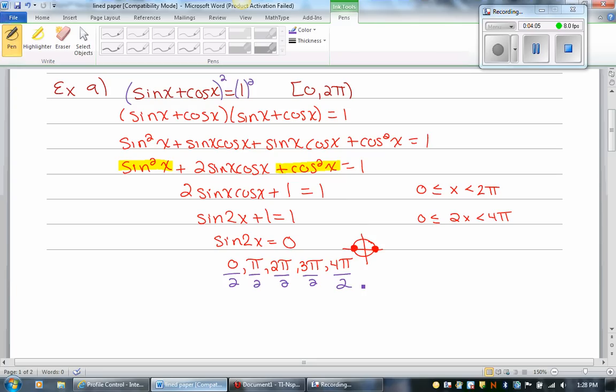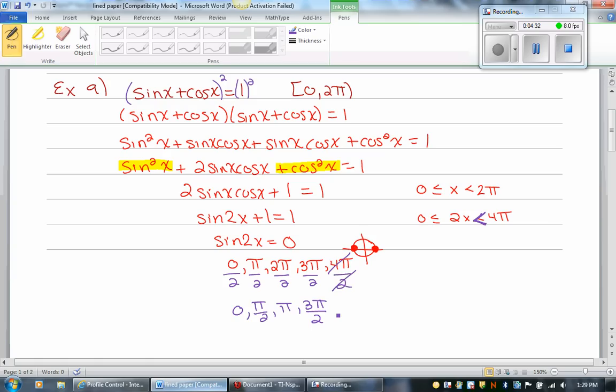Now, we are not going to include this 4 pi because if we remember, we've got our less than, not less than or equal to, so this piece gets rejected. And we get 0, pi over 2, pi, and 3 pi over 2. And you do want to make sure that you check these out and see that they all work.